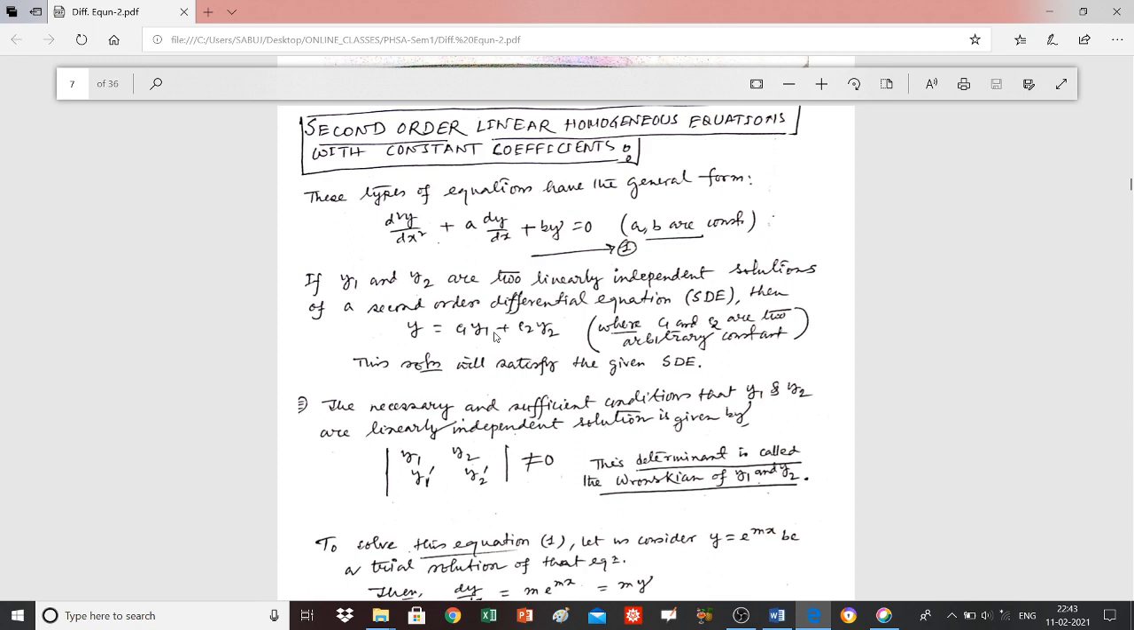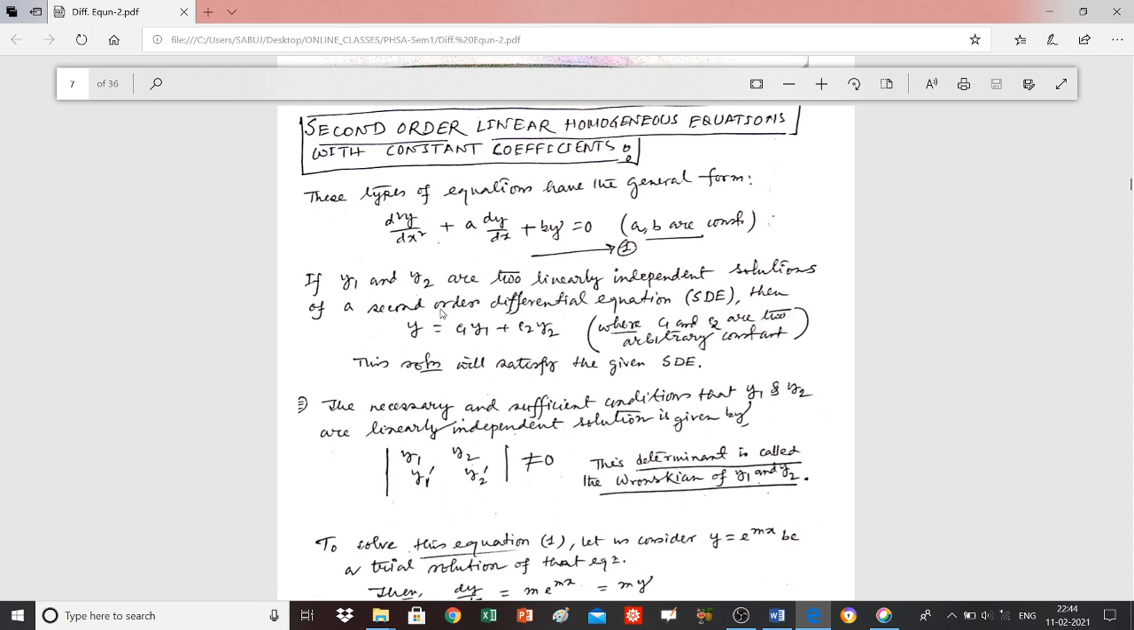Obviously this is a homogeneous case since the right hand side is 0, and the solution can be obtained as y1 and y2, but these y1 and y2 should obey the condition that the determinant of y1, y2, y1 prime (the differentiation of y1) and y2 prime is not equal to 0. That means this determinant should not be 0, and this determinant is known as the Wronskian of y1 and y2.